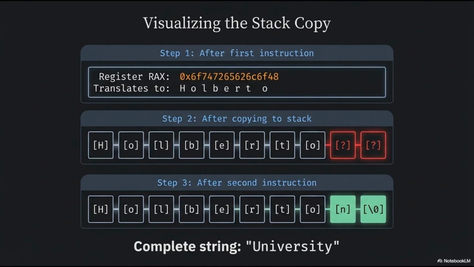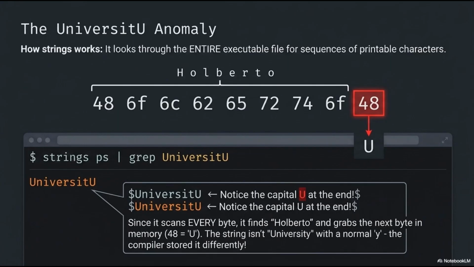It's literally reconstructing the string piece by piece at runtime. It just pulls it out of thin air exactly when it needs it, rather than saving the whole string in advance. And this sneaky compiler trick explains a really weird anomaly. If you run the strings command and happen to see it output university with a capital U at the end, this is exactly why. The strings tool scans the raw bytes, finds the letters, and then accidentally grabs the very next raw hex byte in memory, which just happens to be 48. In hex, 48 translates to a capital U. So the compiler's optimization creates this bizarre ghost string. It is literally the perfect recipe for a maddening invisible bug.